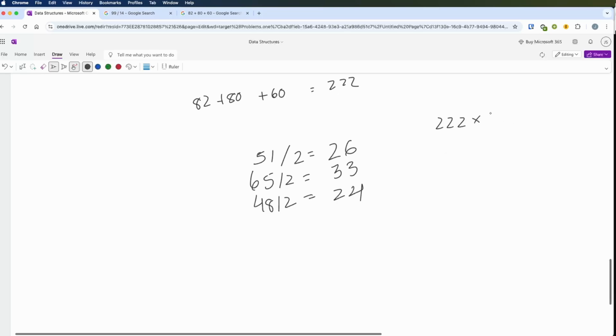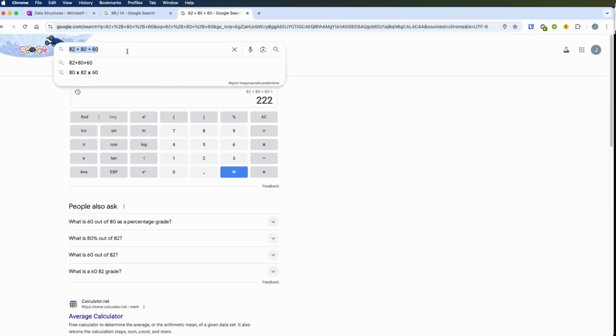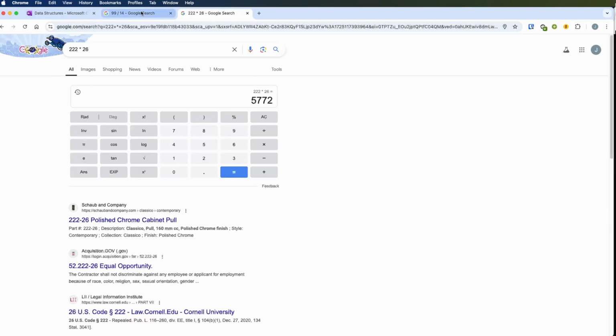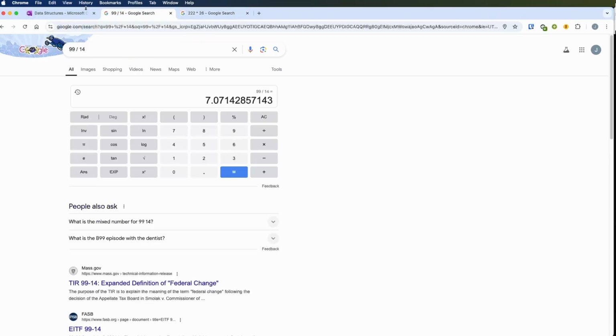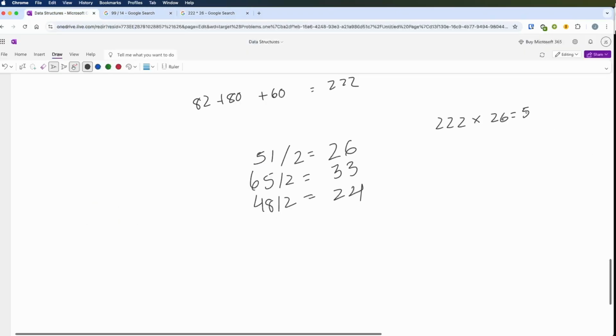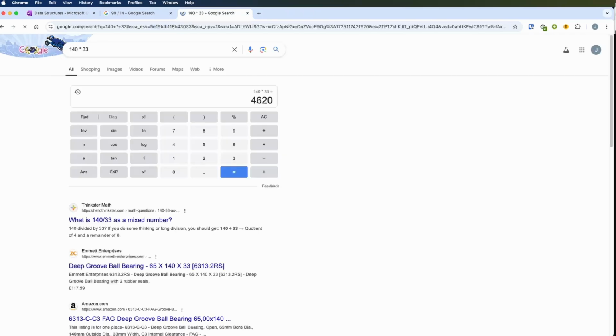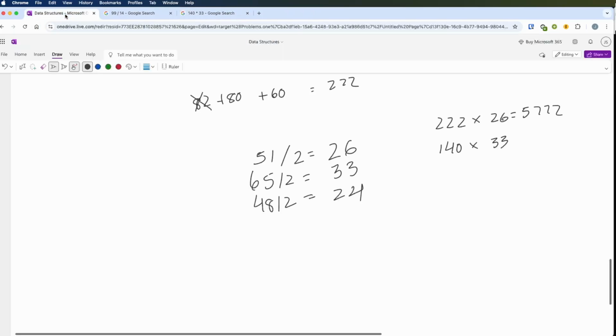222. Alright, so we get 222 times 26, so that equals 5772. Then we're going to get rid of this 51, so we get rid of this. Then we just have 140. So then we have plus 140 times 33. 140 times 33 equals 4620.